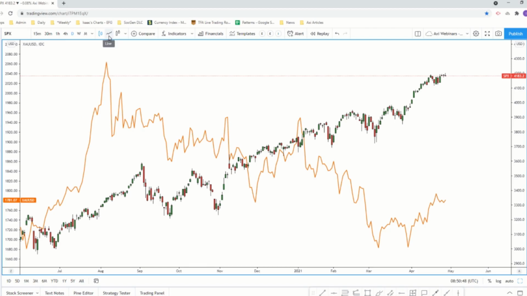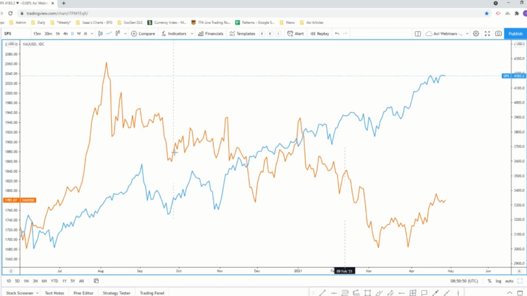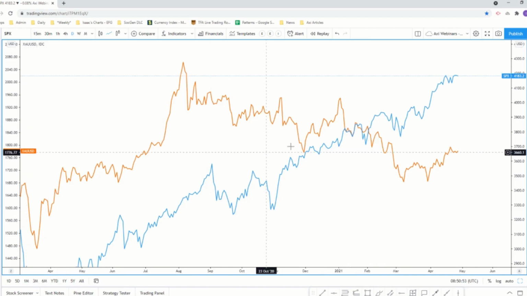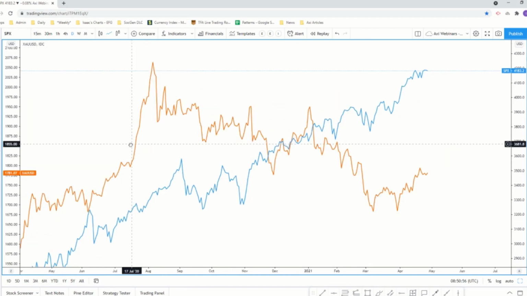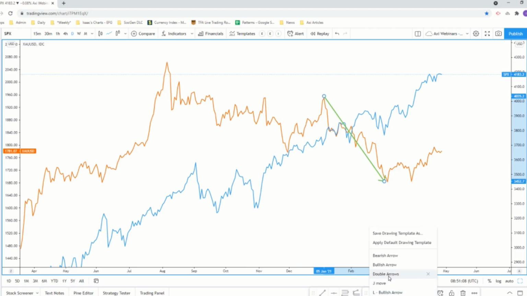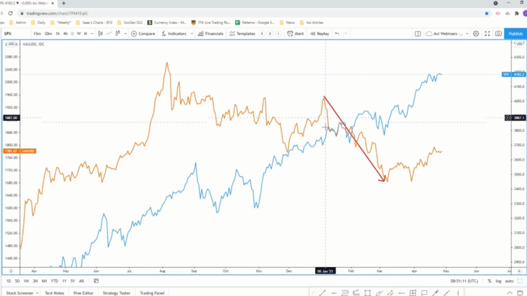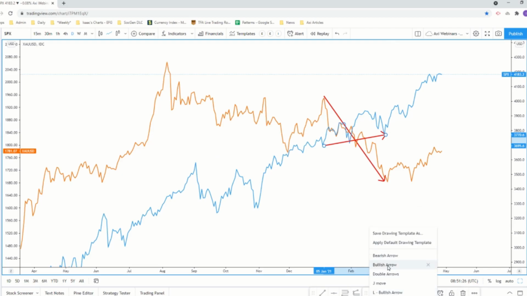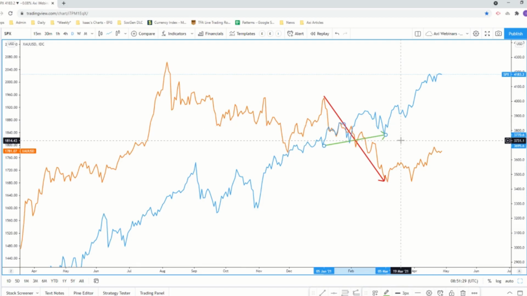So I'll change the S&P to a line chart. S&P is now blue, gold is orange. So you can see whether they are moving similarly or in opposite directions. You can just draw arrows from the highs to the lows. From this high over here, you have to take the same point, you identify the highs and lows, you take the same point to somewhere over here. So you can tell that they are negatively correlated over that period of time.